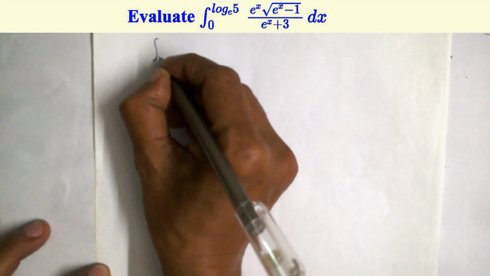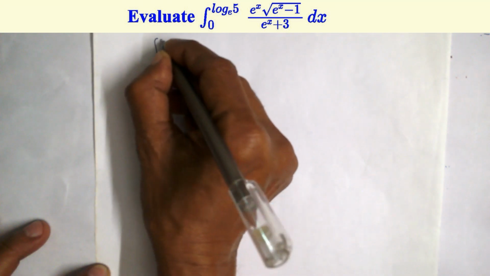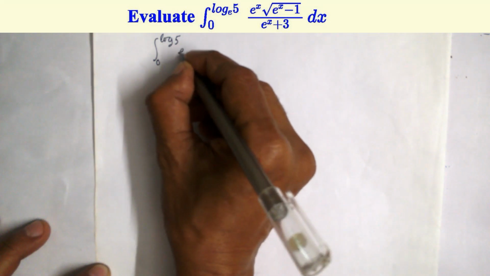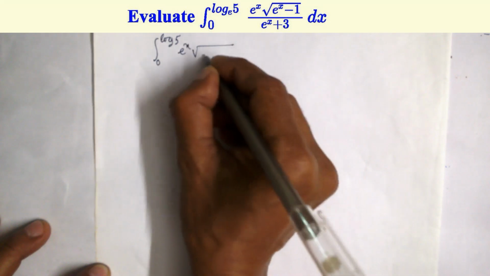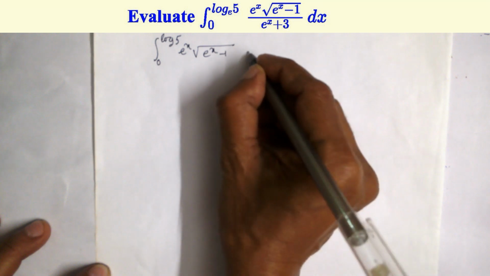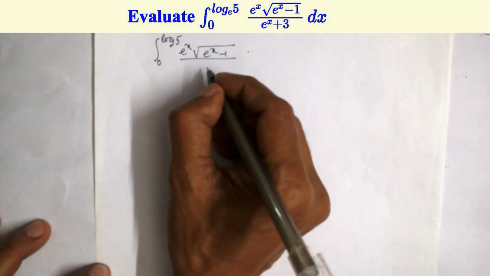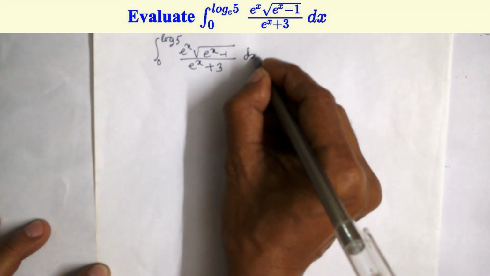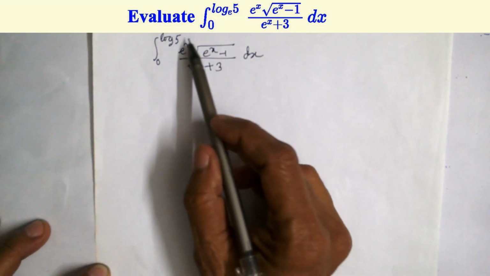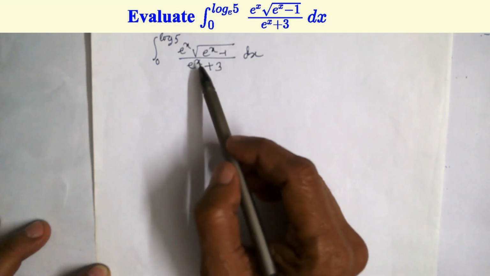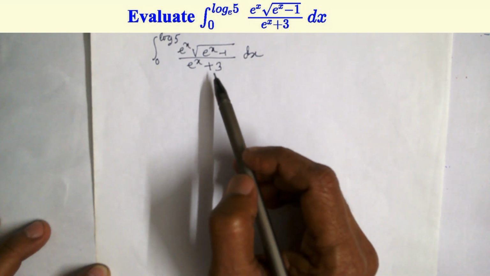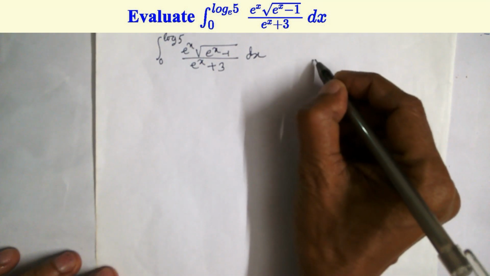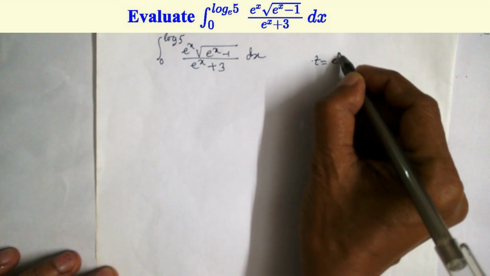Integration from 0 to log 5 of e to the power x times root over e to the power x minus 1, by e to the power x plus 3, dx. Obviously this expression is not an integrable function. To make it an integrable function, substitute t is equal to e to the power x.